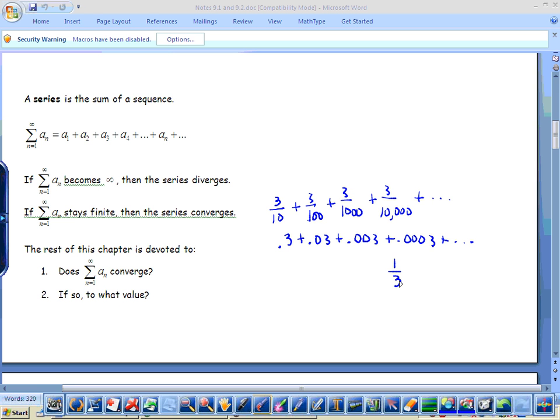So I took an infinite number of things and added them together forever and ever and ever, but got 1/3 when I did it. All right, so the rest of this chapter is devoted to, does the series converge? And if so, to what value? What is the sum of that series?